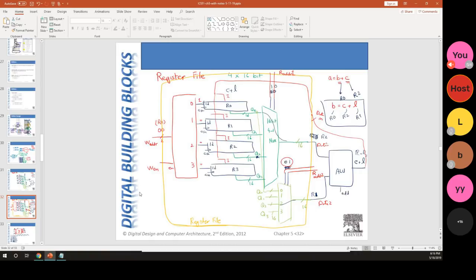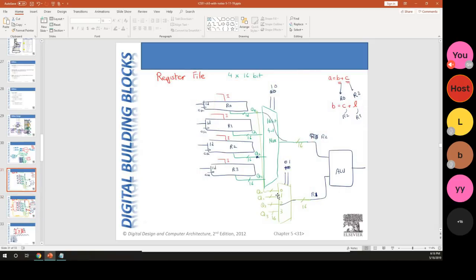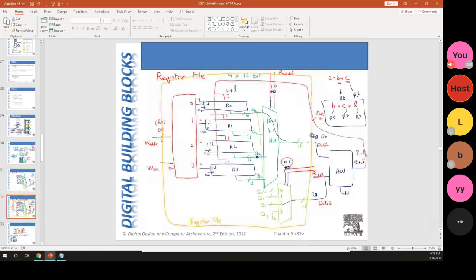Register files. In a rough example, this is the internals of the register file. If we look here, you have in this case a 4 by 16 bit. So each register is 16 bits, and we have 4 registers. And we want to do an operation, because that's what register files pretty much do.